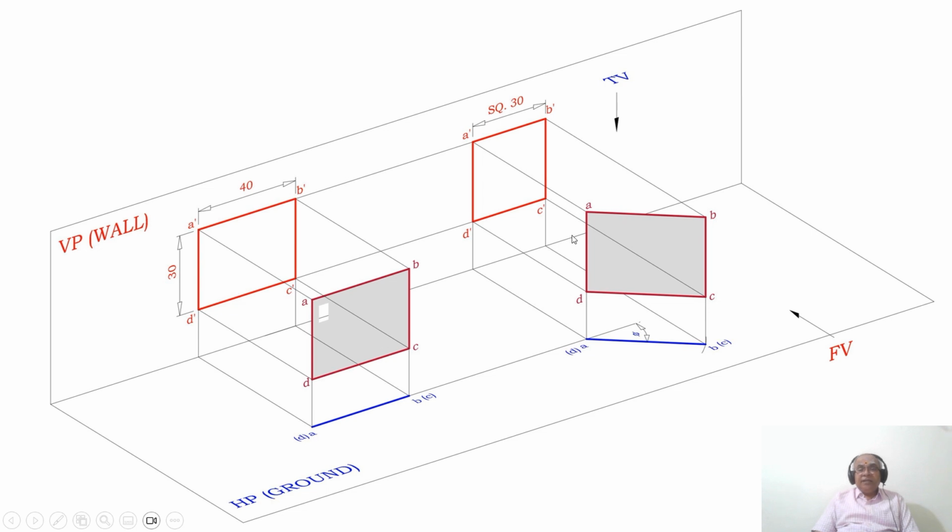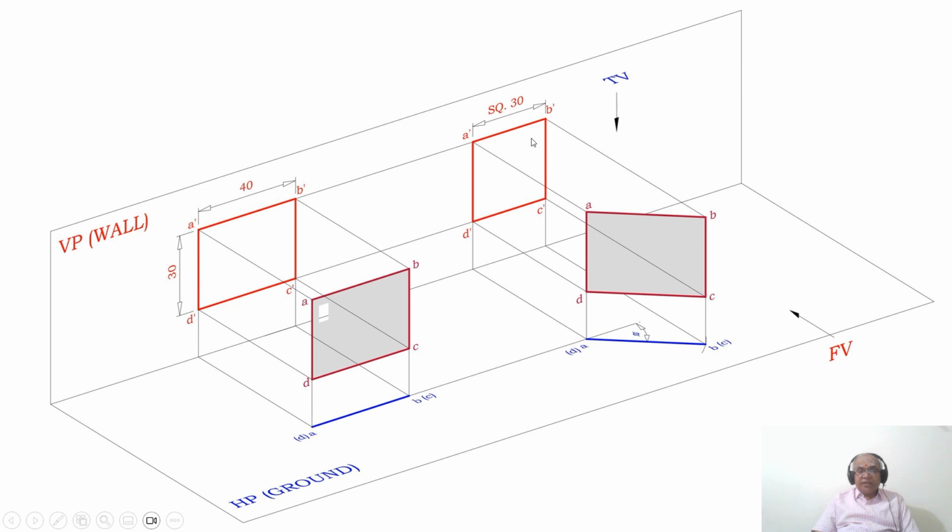But AD is parallel to VP, so you are getting the true length directly here. Since AB is inclined, you will not be able to get the true length here. It will be less than the true length. But what should be that distance? Because he has not shown the angle. So you take 30 mm here and complete the square.